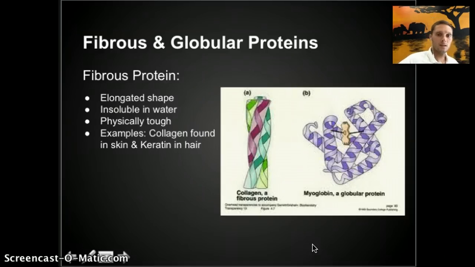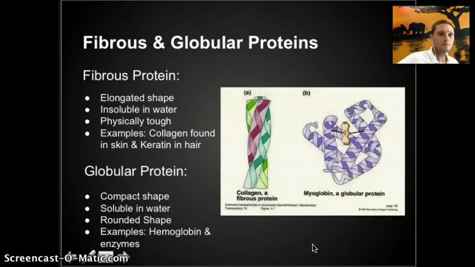Globular proteins, on the other hand, are more compact in shape. They're more folded together, more condensed. Fibrous is longer and stretched out. Globular proteins are soluble in water. They have a rounded shape. An example would be hemoglobin and enzymes. Those would both be examples of globular proteins.